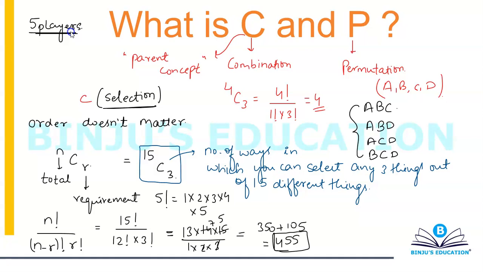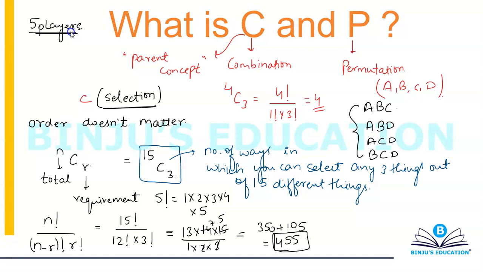So whenever you use select things, for example, you can select a committee of 5 members out of 10 members. Let's say the 5 members that you want to select are A, B, C, D, E. Now whether you select A first, B second, C third, D fourth, E fifth, or whether you select E first, D second, C third, B fourth, or A fifth, it won't matter. The order won't matter. Whenever you are selecting things, the order won't matter.